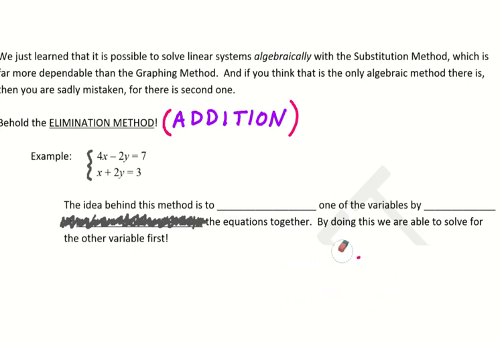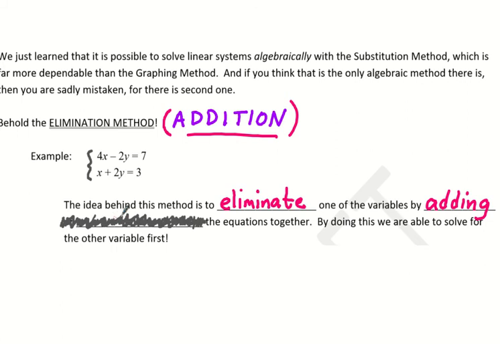So anyway, it's good to have another method, right? And the idea behind this elimination method is, quite frankly, to eliminate one of the variables by adding the two equations together. Eliminate one of the variables by adding the equations together.